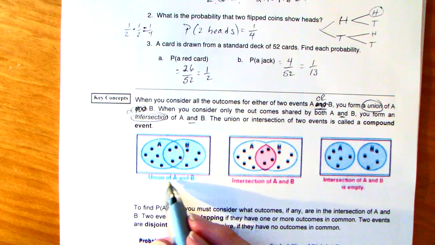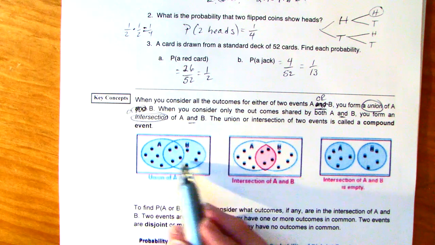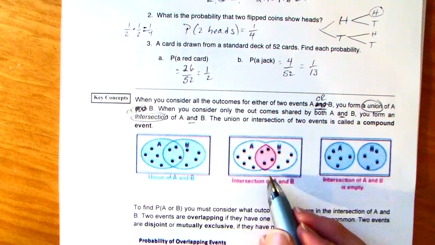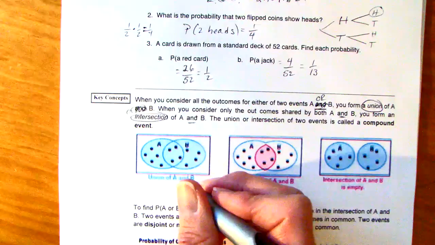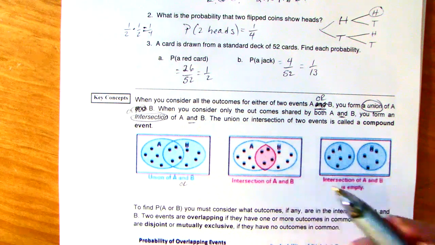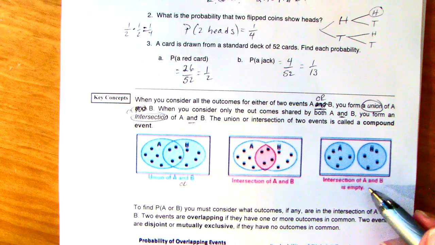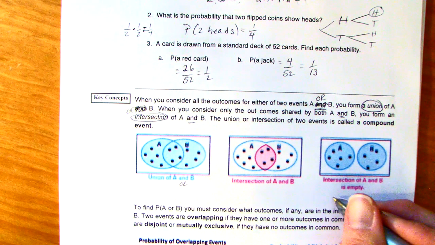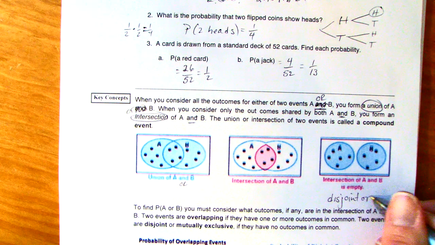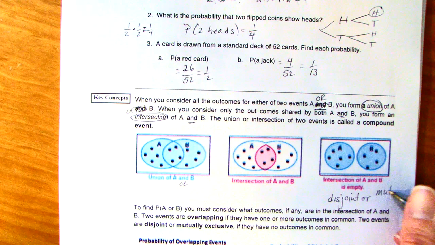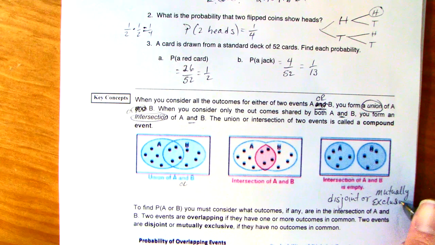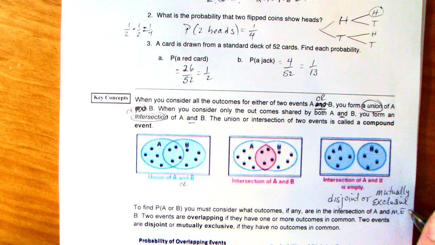So if I want the union of A or B, it would be everything together. That's why both circles are shaded. These are called Venn diagrams. If I want the intersection of A and B, it's just what they have in common, right there. But if they have nothing in common, the intersection of A and B would be empty. This is called disjoint or mutually exclusive. I like to abbreviate that ME.